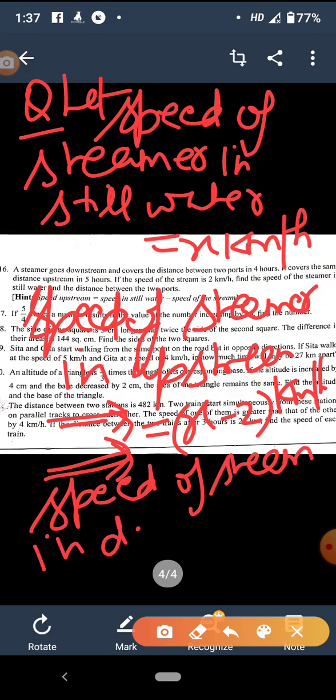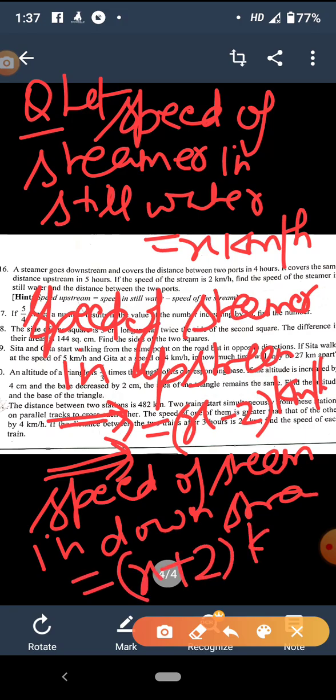Speed of steamer in downstream is x plus 2 km per hour. Okay, so now in the downstream, remember that there will be a sign of plus.